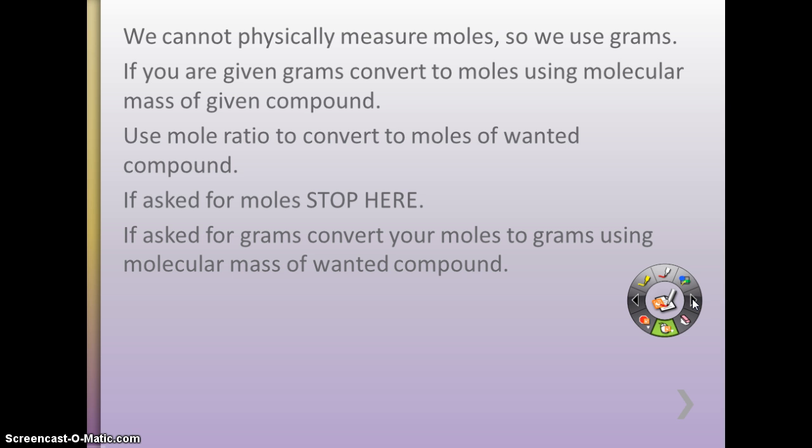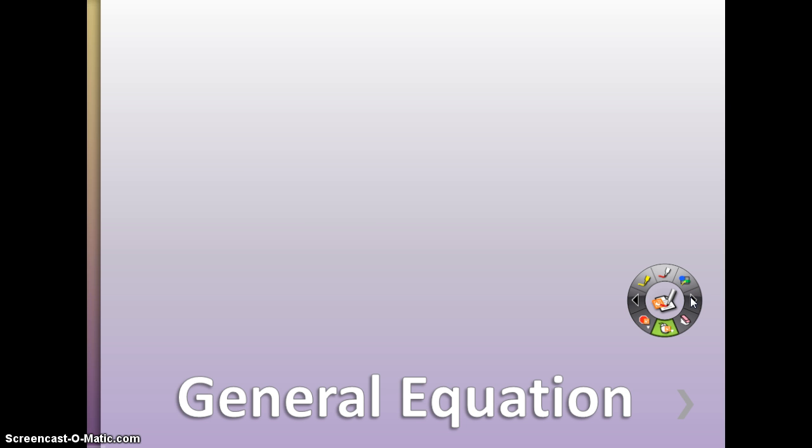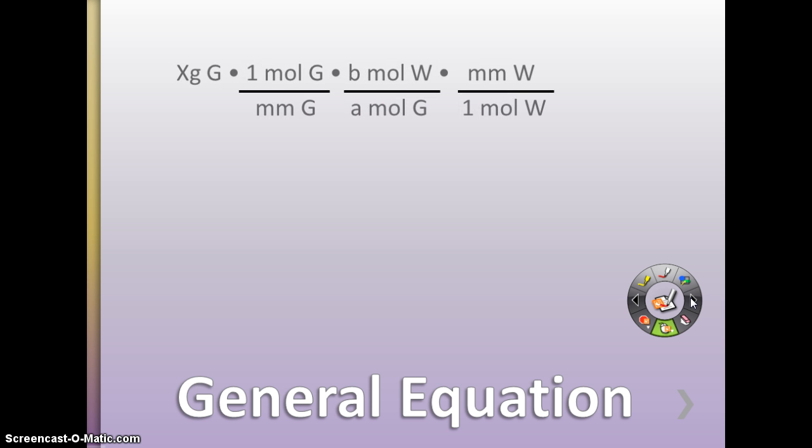However, they're typically going to ask you for grams of something else. So if they want grams, take the moles that you've been given, turn it into grams using the molecular mass of your wanted compound. Again, a mole conversion. So a general equation for mass stoichiometry is you're going to start with however many grams you've been given. You're going to turn that into moles using the molecular mass of the given compound.